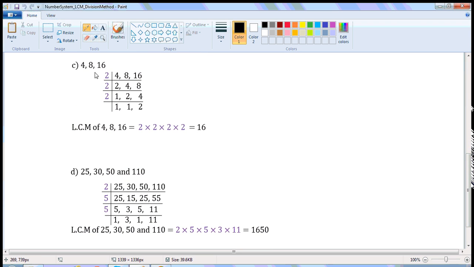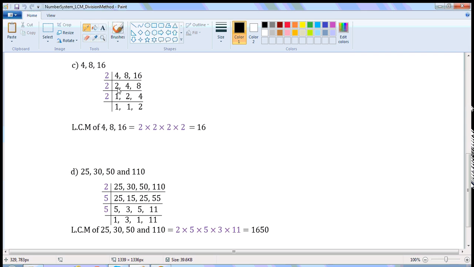Next set of numbers 4, 8, 16. Write all the numbers here. Divide them with the smallest prime number possible, which divides at least two of the given numbers. 2 divides all the 3 numbers. So write 2 here. 4 when divided by 2, we get 2 as quotient. 8 when divided by 2, we get 4 as quotient. 16 when divided by 2, we get 8 as quotient.